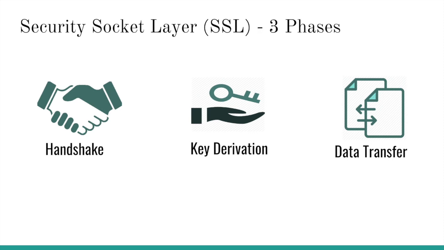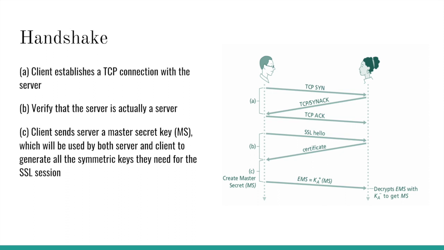Now moving on to how the SSL actually works. There are three phases of SSL: handshake, key derivation, and data transfer. The handshake involves a client establishing a TCP connection with the server, verifying that the server is actually the server, and the client sends the server a master secret key, which will be used by both server and client to generate all the symmetric keys that they use for the SSL session.